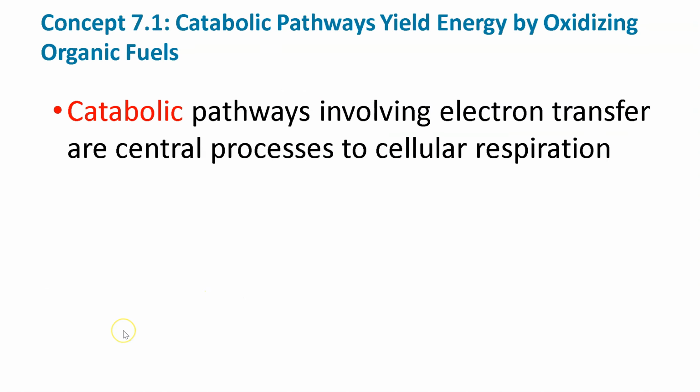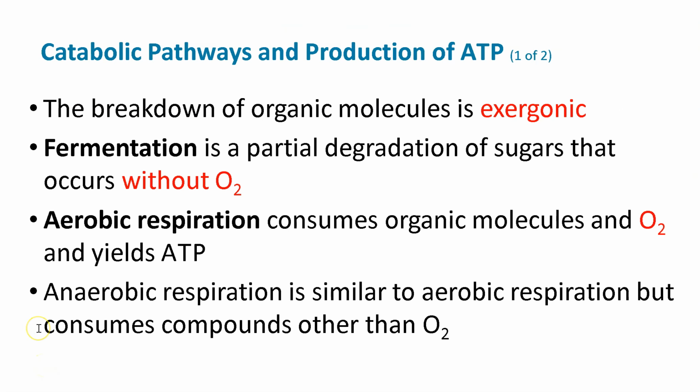So catabolic pathways break down, we're breaking down things, catabolic. And so the breakdown of organic molecules is exergonic, which means energy is exiting. Fermentation is a partial degradation of sugars that occurs without oxygen. So the big key right there is without oxygen. Aerobic respiration consumes organic molecules and O2, okay? And so, yeah, we're taking what we build in photosynthesis, or what we eat, of course, if we're not plants, and the oxygen that we make or breathe in, and that's our goal, right? We're trying to make as much ATP as possible, all right?